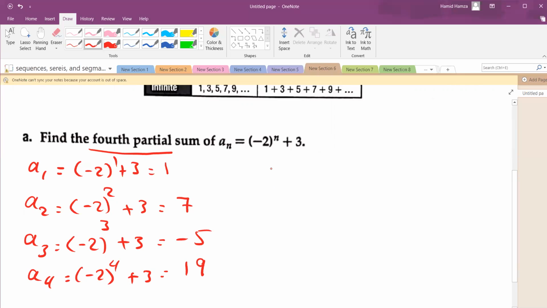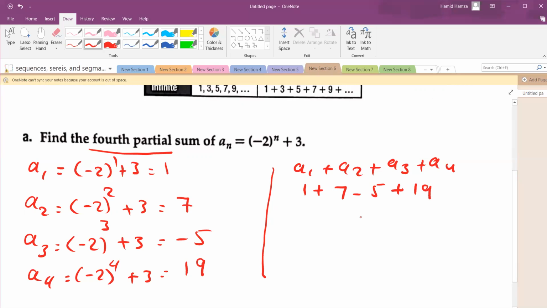So the partial sum will be by adding this 4. So A1 plus A2 plus A3 plus A4. So it will be 1 plus 7, minus 5 plus 19. So 1 and 19 will be 20, and this will be 2, so it will be 22. So this is the partial sum.